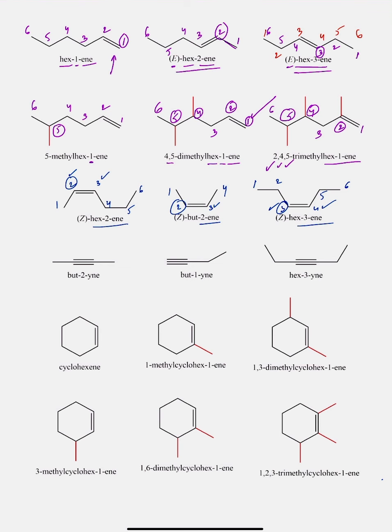So here it is symmetric, so I can number from any side. So it is 4 carbon. So it's but, and the triple bond is between 3 and 2. I take the lower number, so it's but-2-yne. Here I start numbering from here. So this is 1 carbon and this is another carbon.